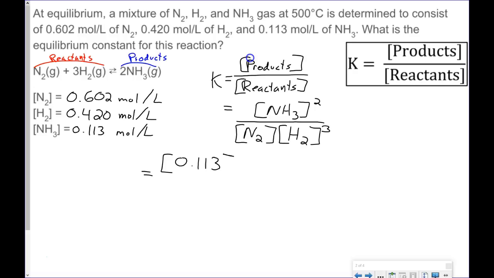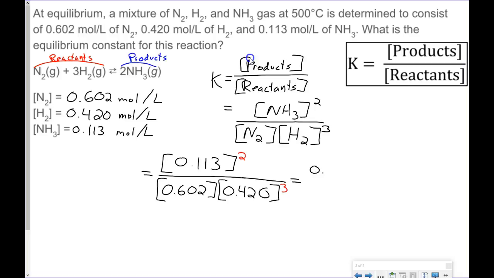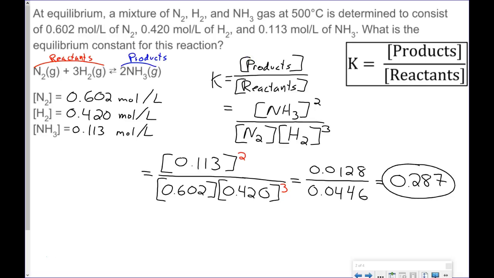Now, solve this all out, and I get 0.113 divided by 0.602 times 0.420. And remember, I'm going to square that top one and cube the 0.420. Solving that out, I get 0.0128 divided by 0.0446. Solving all that out is going to give me an equilibrium constant of 0.287.